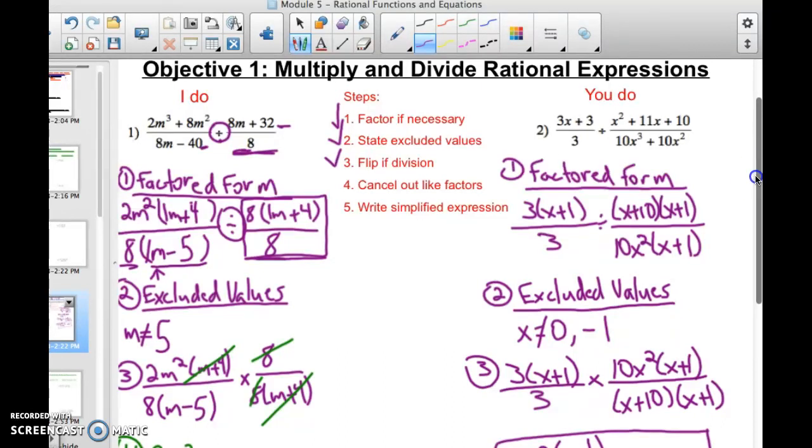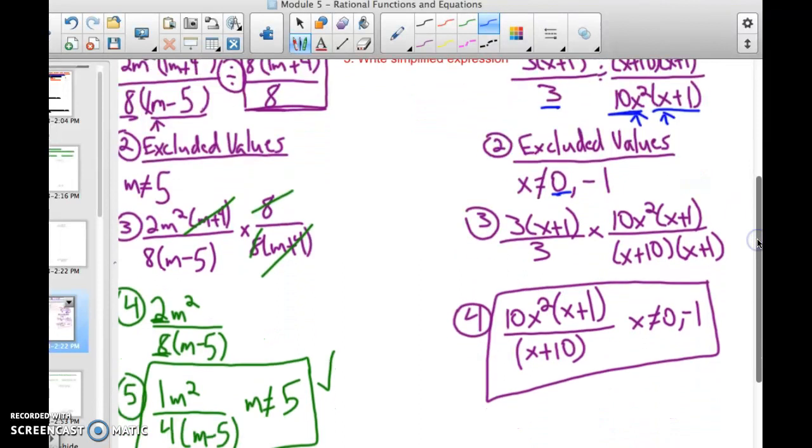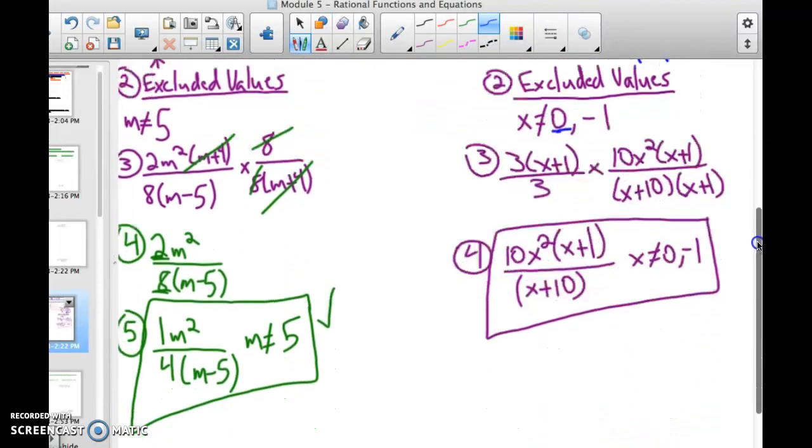Step 2 was to state the excluded values, and that came from these 2 factors here. Again, 3 was not a factor, didn't have a variable, but 10x squared is a factor and x plus 1 is a factor. I got 0 from 10x squared because if I put 0 into that x, 0 squared is 0, 10 times 0 is 0. You can't have 0. And then if I put negative 1 into that x, negative 1 plus 1 is 0. You can't do that either. So my excluded values are 0 and negative 1.